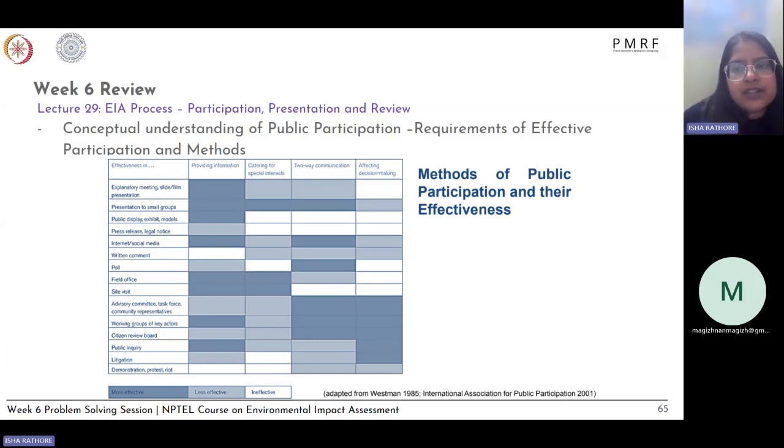Then we also looked at the methods for public participation and their effectiveness. So you have different methods and how effective they are in certain aspects. Something like a poll is more effective in two-way communication, whereas a site visit is more effective in providing information and catering to special interests. Working groups and citizen review boards are more effective in decision making. Public inquiry and litigation are also more effective in decision making. So you can read this through the legend which is given.